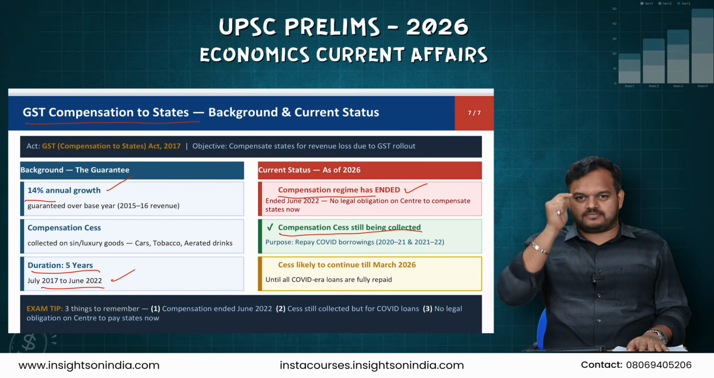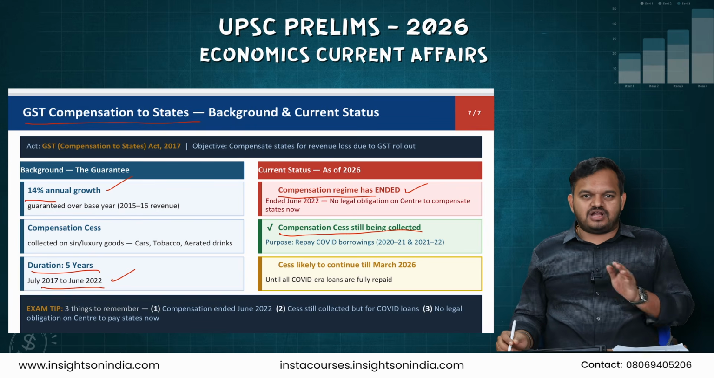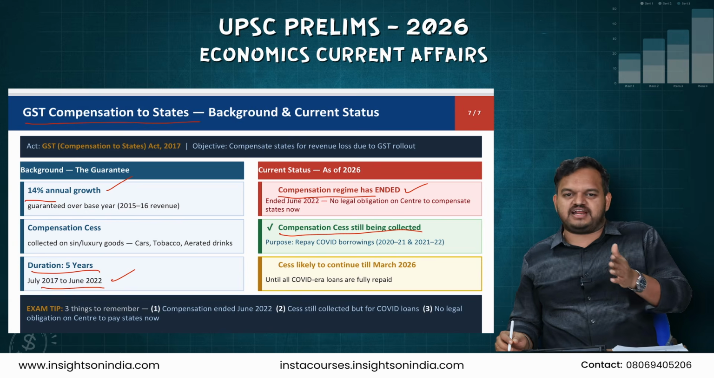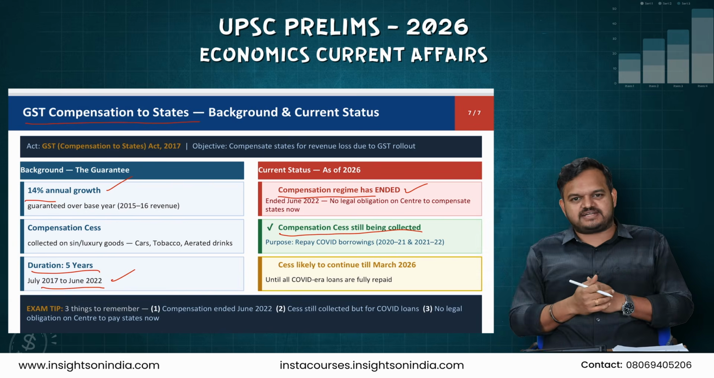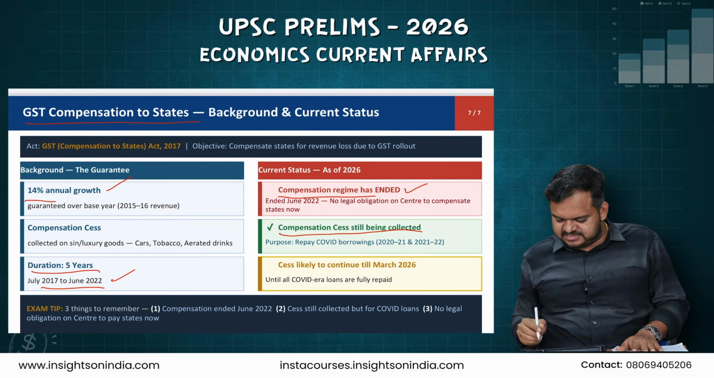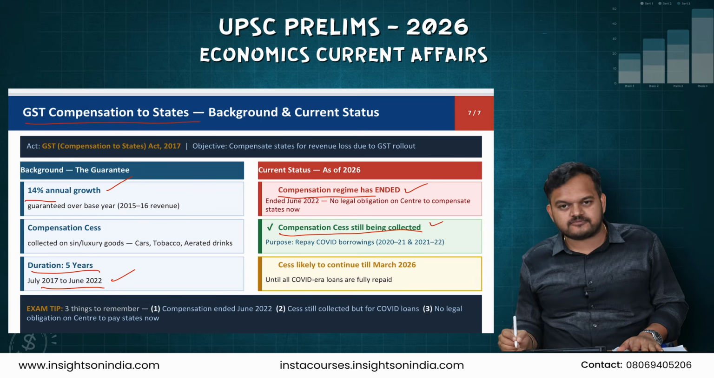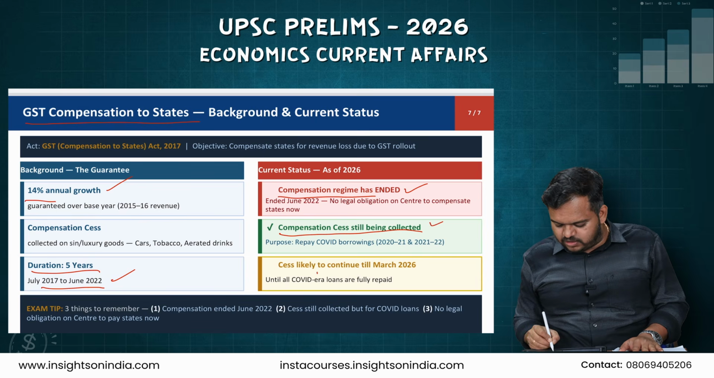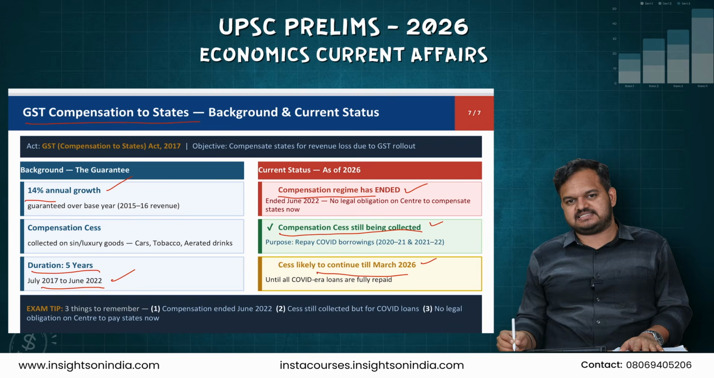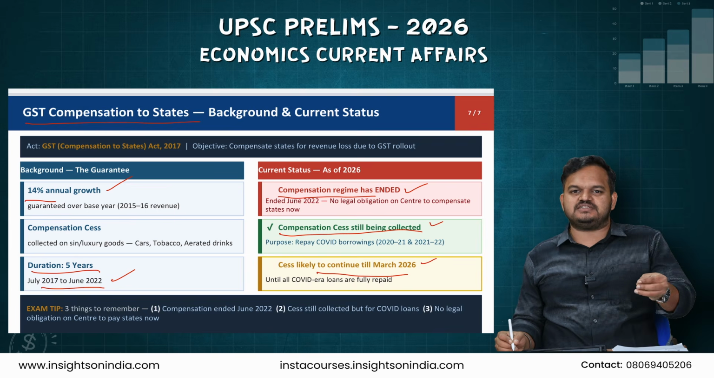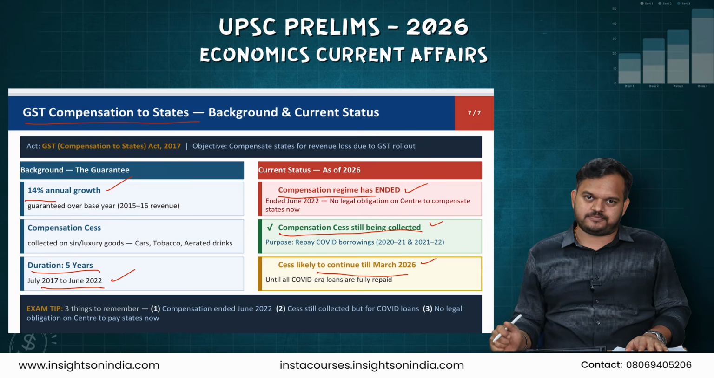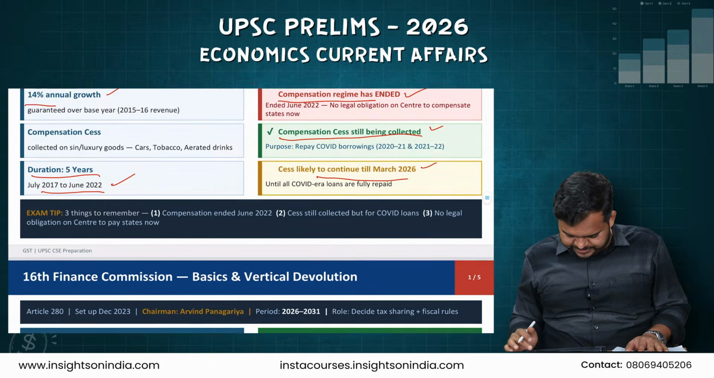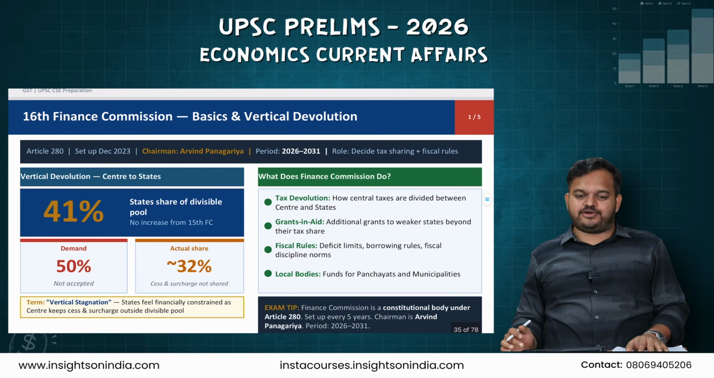The central government took a loan, right? So now, since the GST compensation regime has ended, the government still has to pay back the loans it has taken to compensate the GST losses. So to pay back that loan, GST cess is still being collected. Cess is likely to continue till March 2026. So though the GST compensation regime has ended, the GST compensation cess is still continuing. Got it? Right. That's about GST for you.